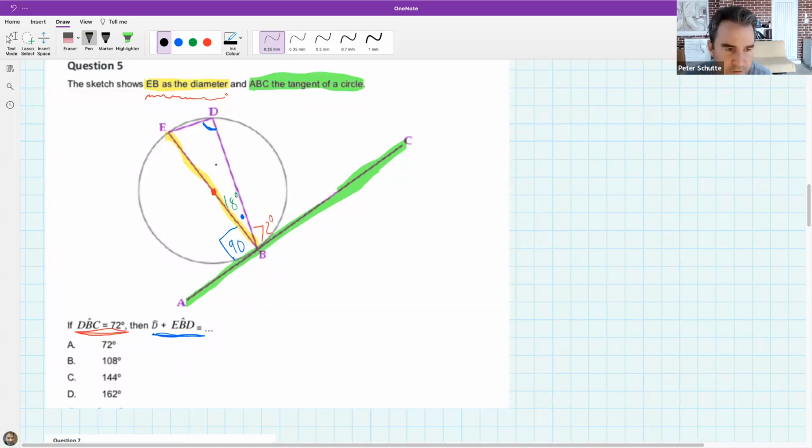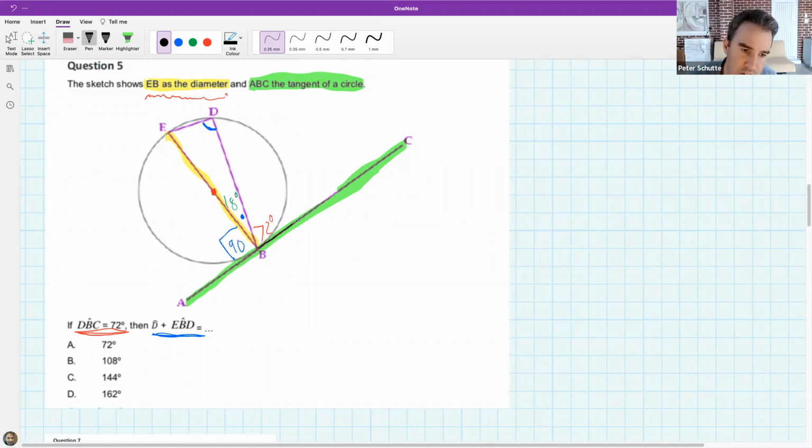Perfect. So you're right. Earlier in the series, I spoke about how the diameter will always subtend an angle at the circumference, which is 90. So you could have got it like that. That's perfectly correct, probably the easiest way to do it.